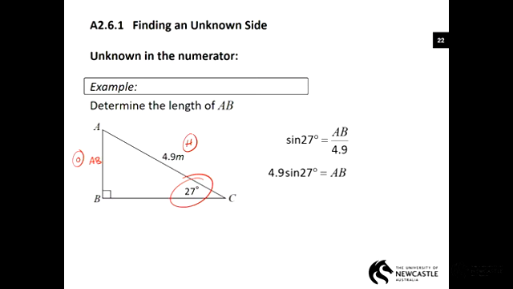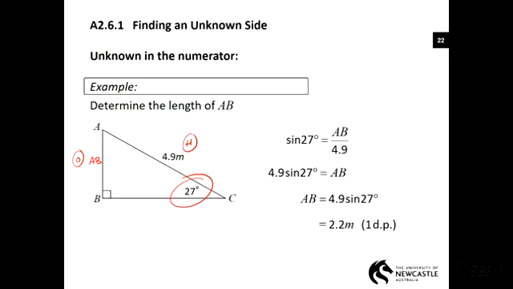Now, 4.9 sine 27 in the calc will do. You don't have to press the degree key, because it knows its degrees. You don't have to put the times between the 4.9 and the sine. It knows it's the times. So 4.9 sine 27 equals, gives me, well, I've rounded already, 2.2 metres. So there's the length of AB.